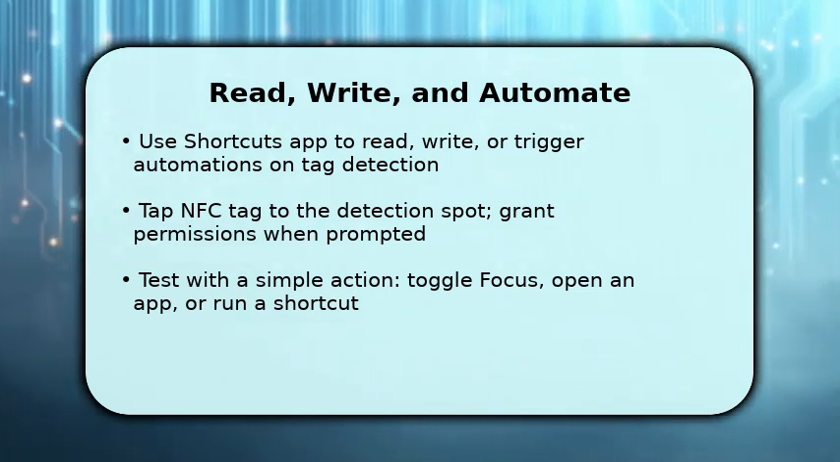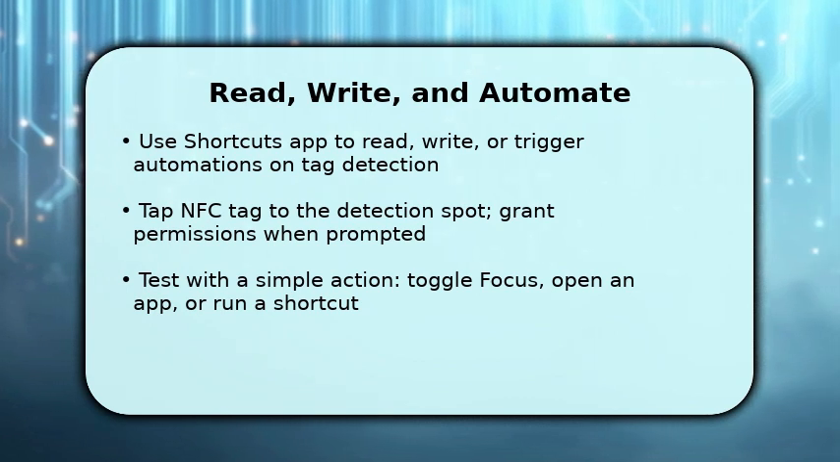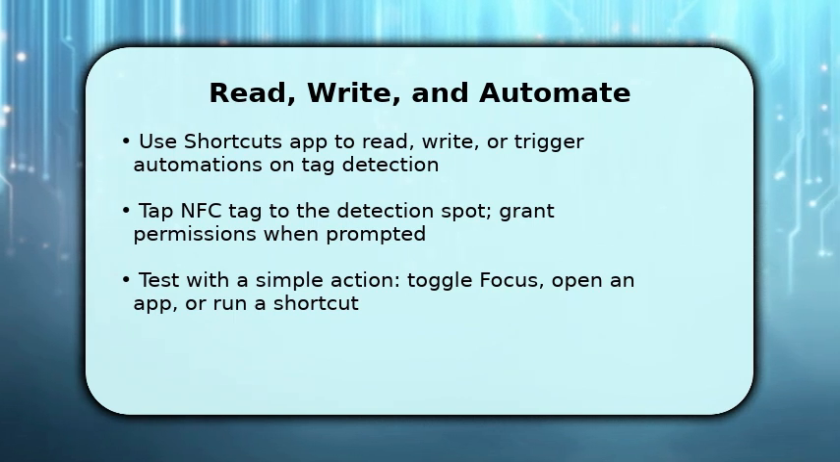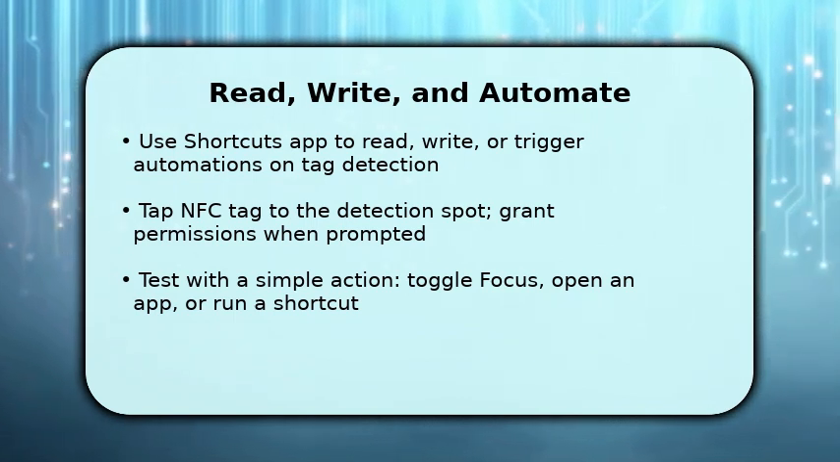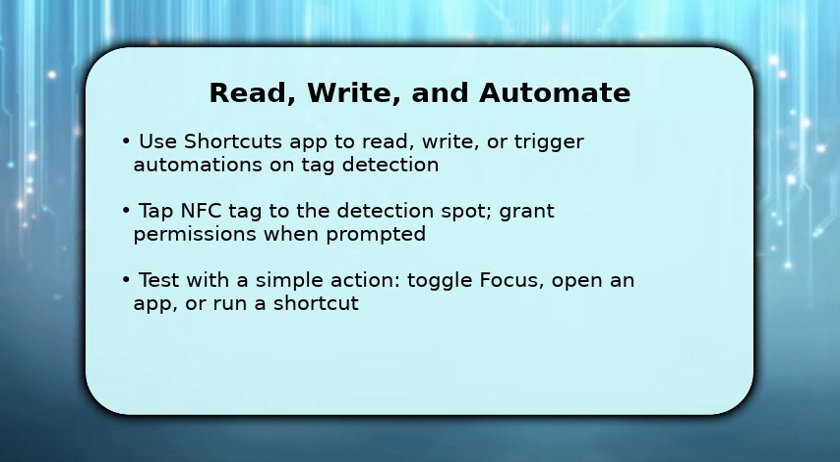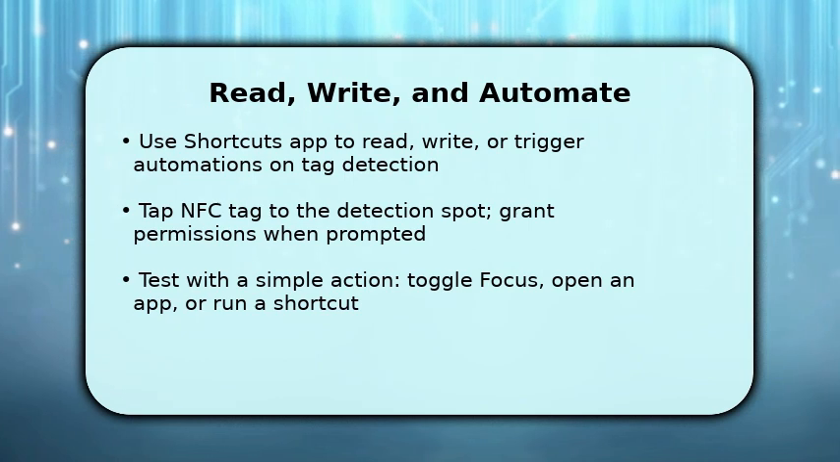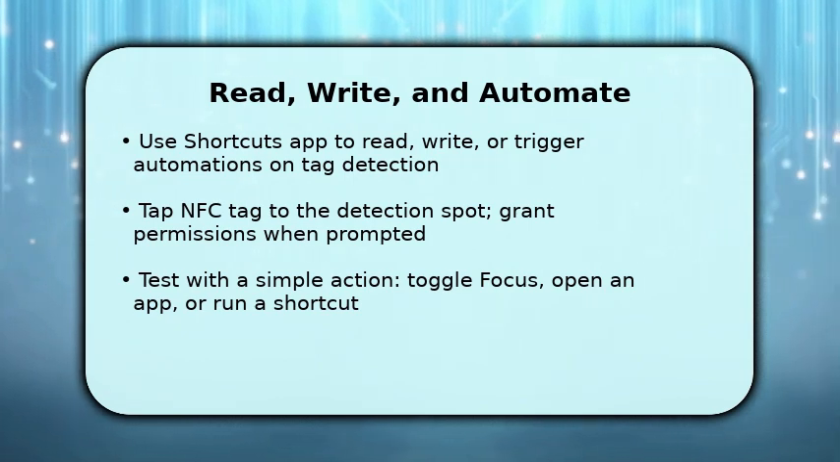Make sure you allow shortcuts to run with or without asking depending on your privacy needs. This determines whether you tap to confirm each action. Then attach an action, open an app, set focus, or run a multi-step shortcut. Test the tag twice to make sure the phone reliably triggers the chosen sequence.